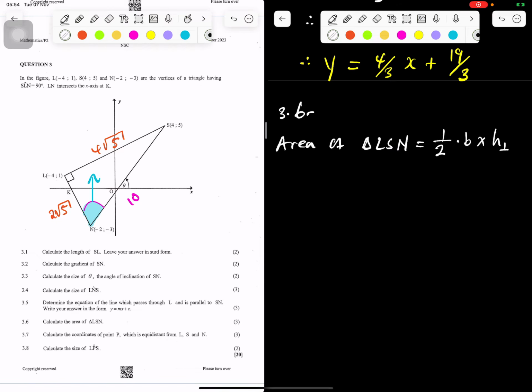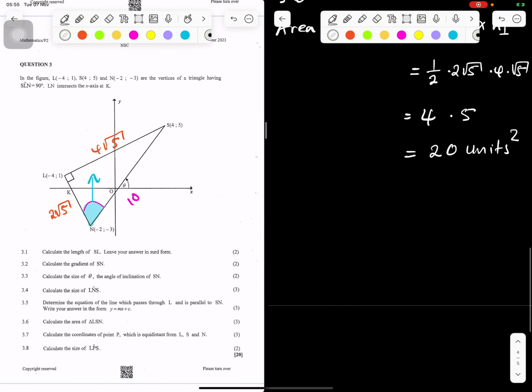I don't have to really stress that much there because it's a right angled triangle. So that is 1 over 2 multiplied by the base. The base of this is 2 square root of 5, multiplied by the perpendicular height, which is SL, and that is 4 multiplied by the square root of 5. So you'll see that this half there, they are going to undo each other. So you're left with 4 multiplied by root 5 times root 5 is 5. And that is going to give you 20 units squared. Remember, this is the area, so it must be units squared.